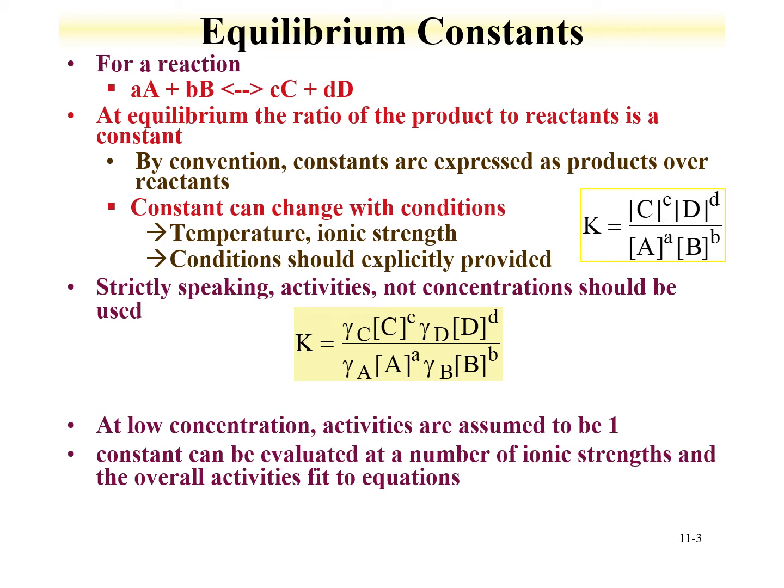But strictly speaking, these are concentrations. One should really use activities, which are listed in this equation here. We have activity coefficients. At low concentrations, activities are assumed to be one. And what one could actually do to try to evaluate some of these activity coefficients is to examine constants over a range of ionic strengths and fit the activities.